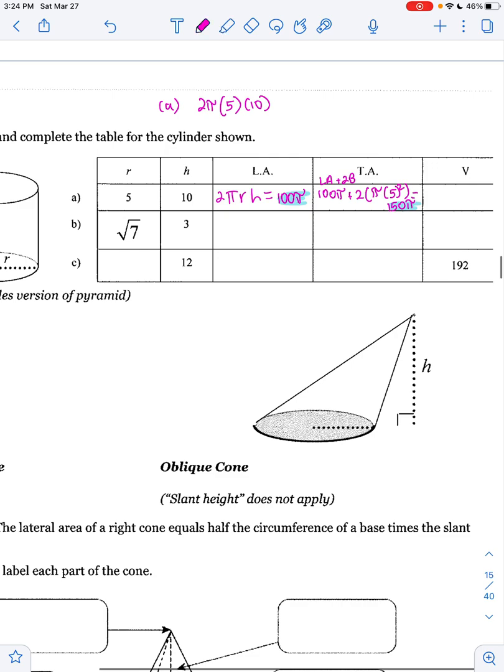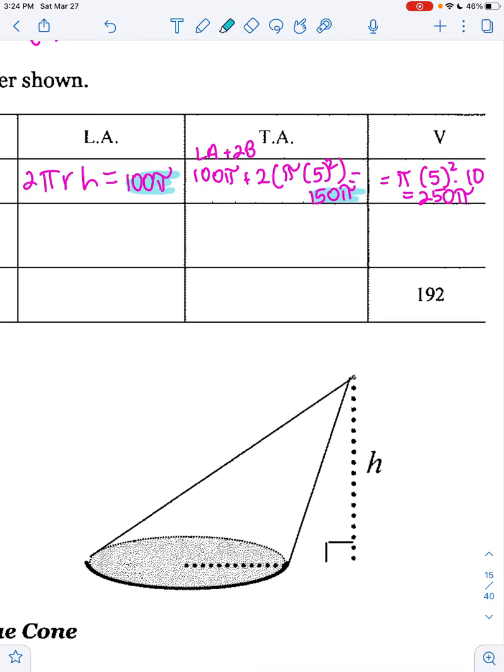And finally, we get to volume, which again is base times height. Since cylinders are circle versions of prisms, it's pi r squared times h. So pi r squared, we'll substitute r in, 5 squared times the height, which is 10. So 10 times 25, we get 250 pi. I can zoom in for you guys to see the solution here, 250 pi.